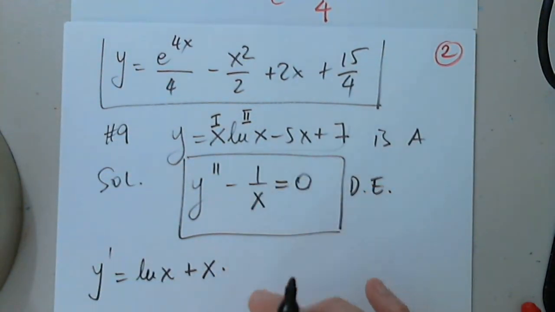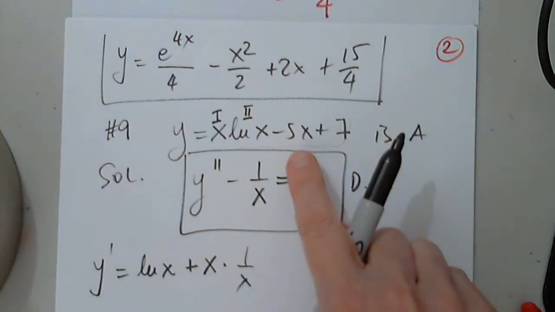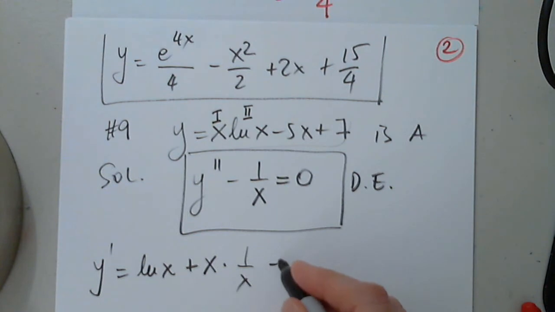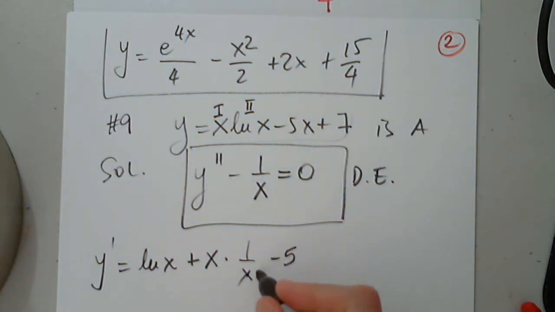Anyone remembers what natural log prime is? I know you know. 1 over x. Excellent. When I differentiate negative 5x, I get negative 5. When I differentiate 7, I don't get anything. Very nice. So this goes away. So it will be 1. This is not 0. 1 minus 5. So then y prime equals natural log x minus 4.